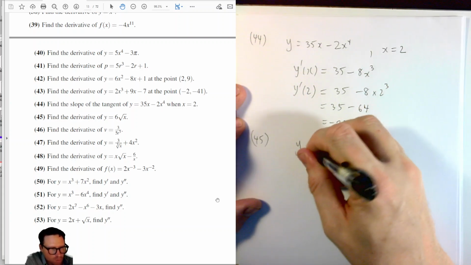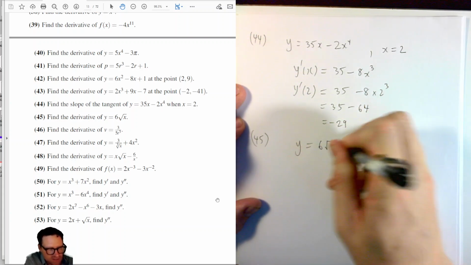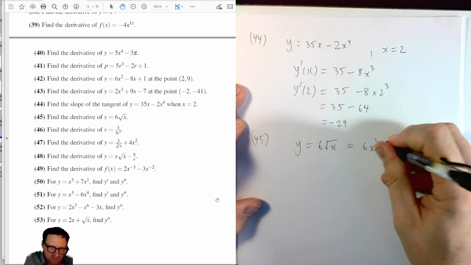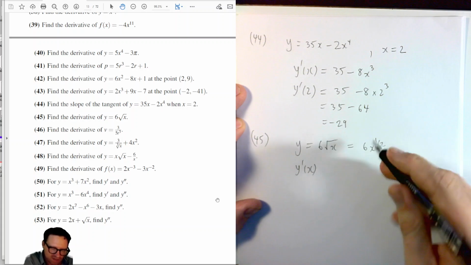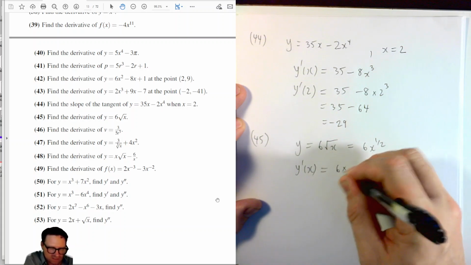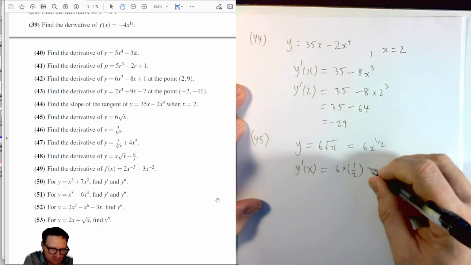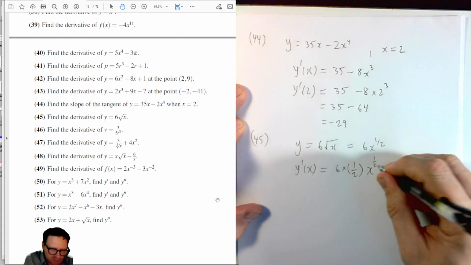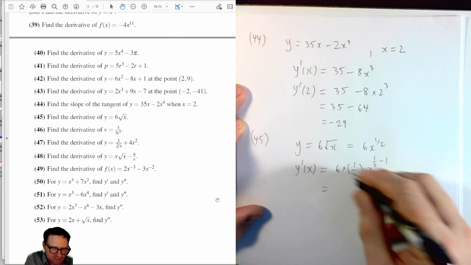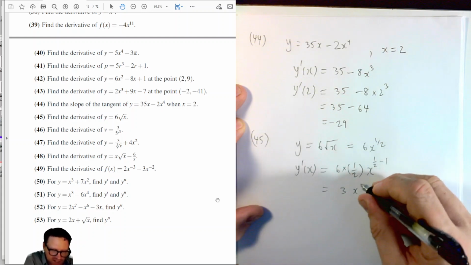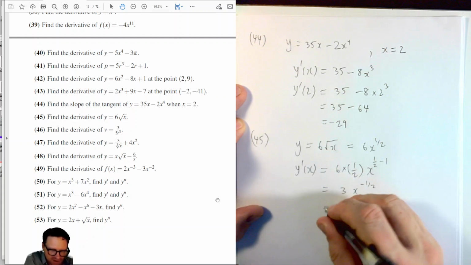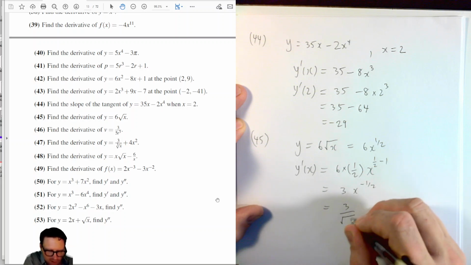Find the derivative of y equals 6 root x. Well, you want to write this as 6x to the 1/2. So y dash of x, bring down the half, so 6 times 1/2. Subtract 1 from the exponent. And 6 divided by 2 is 3, so we have 3x to the power of minus 1/2, and we can write this as 3 over the square root of x.